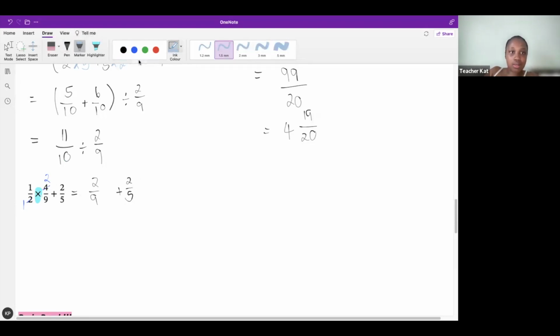What's my LCD? Beautiful people. We are flying through this and I love it. My LCD will then be 45. That means I have to times 9 by what? By 5. And I have to times 5 by 9. Okay, let's write my new fractions down. I know they're both going to be over 45. Okay, first one is what over 45? 10, and my second one? 18.